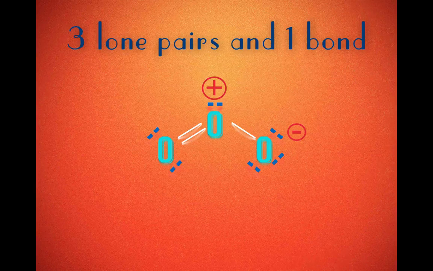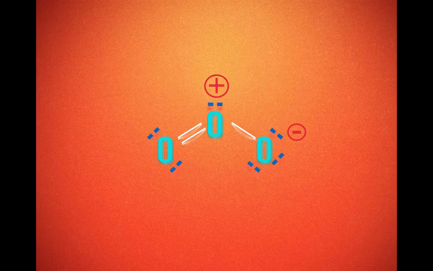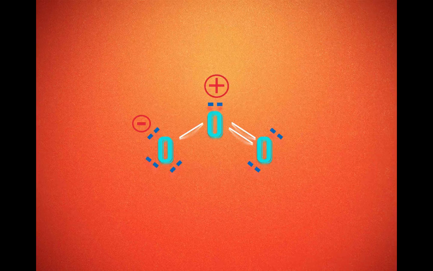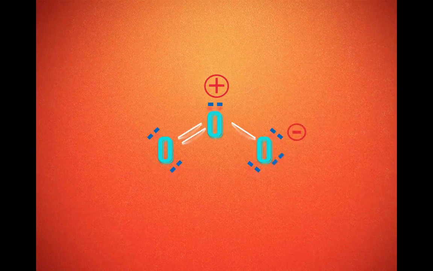Now, for this particular molecule, that negative charge is actually a delocalized charge, which means that it is shared within the entire molecule. So that double bond will switch places, causing the negative charge to switch over to the other side. And it just continues to do this back and forth.